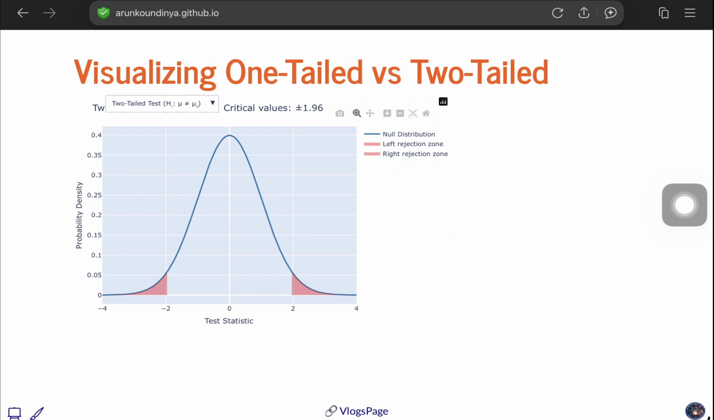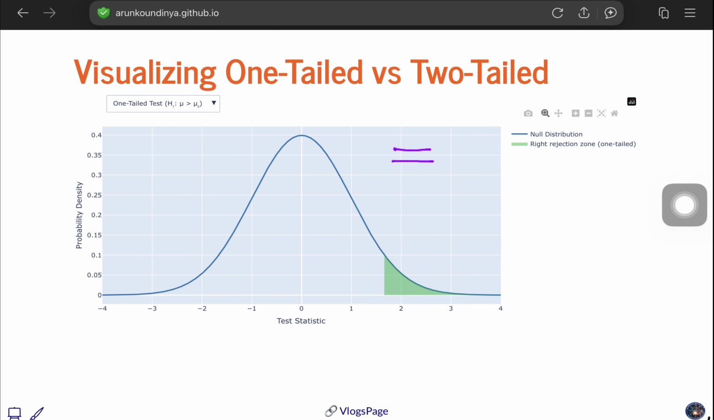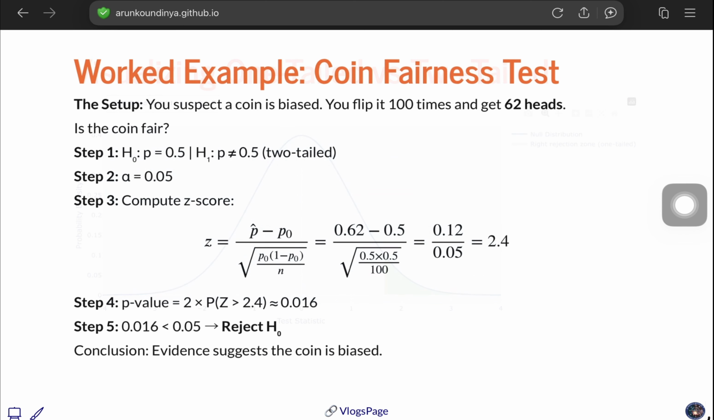That's the reason. You could see here, it is a left rejection zone and a right rejection zone. Got it? And if it is greater than 0, it means it is a right rejection zone. Simple. Now let's jump into our next slide.